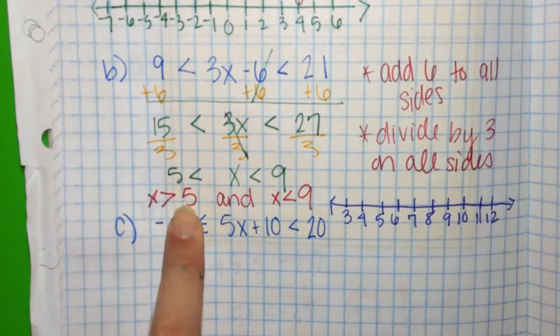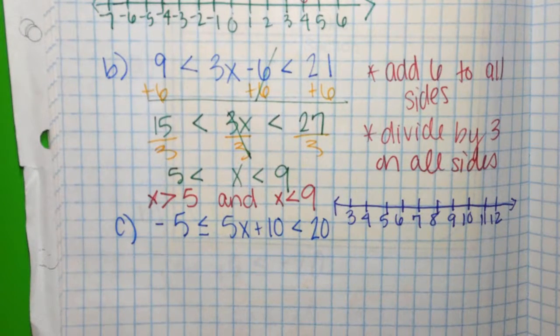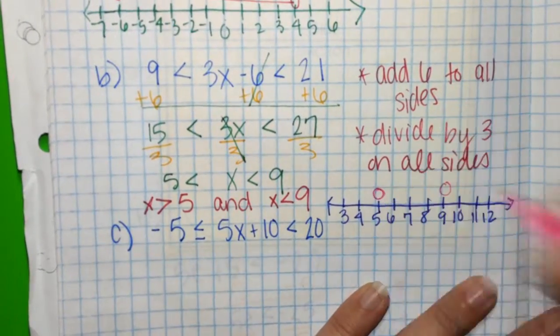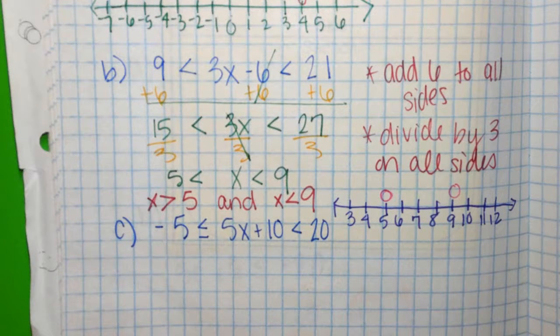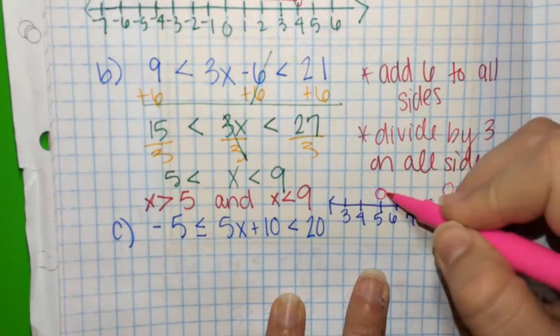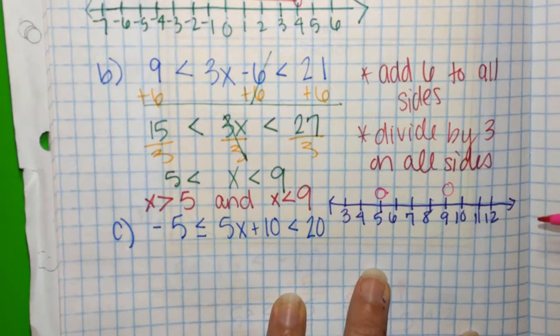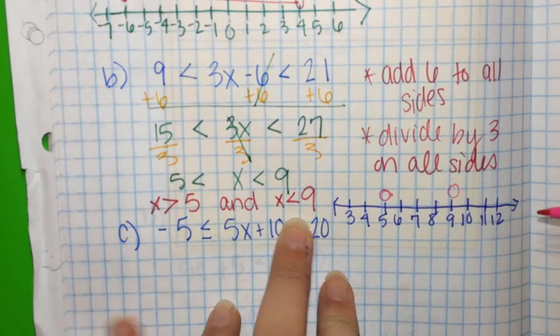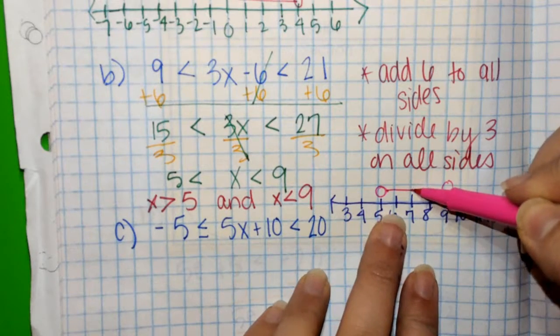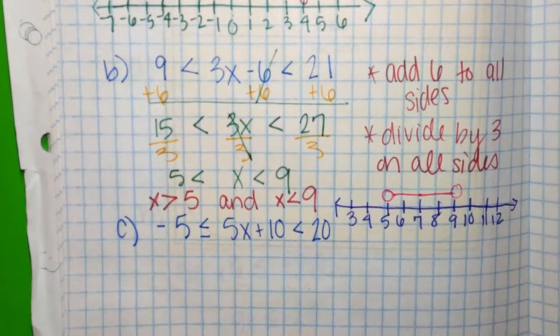Now, what kind of circle are we going to have on 5? Open. All right, what kind of circle are we going to have on 9? It says that x is greater than 5 and x is less than 9. So give me one number that's greater than 5 and less than 9. 6 and 7. Awesome. What else? 8. Is there anything else? 9. But it has to be less than 9. Yeah, 6, 7, 8. So just 6, 7, and 8, right? What about 5.5? What about 8.5?